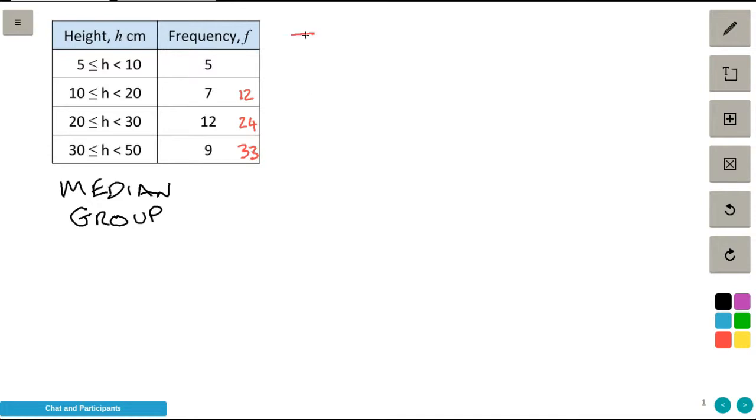So I'm just going to use this symbol. That's a capital sigma, which means sum of. So I'm going to say the sum of f, which you might also see referred to as n, just for the number of pieces of data that we have. And so we're saying n is 33 here. So having worked out that 33, we need to find where the middle is. And doing that calculation is as follows.